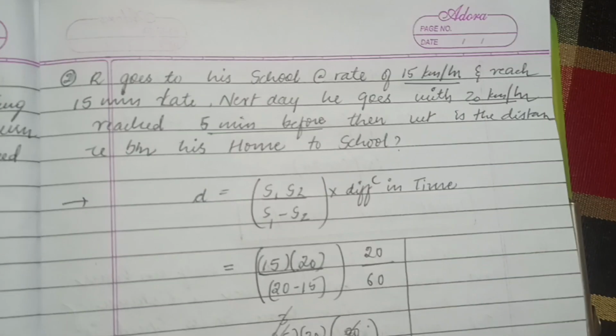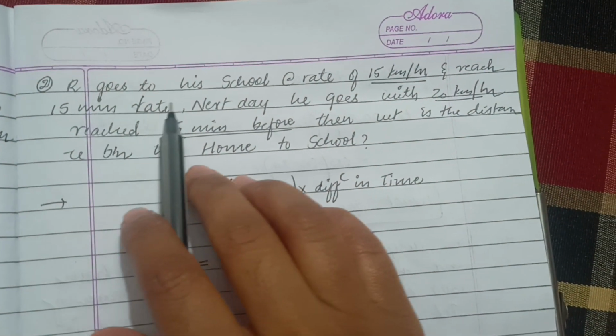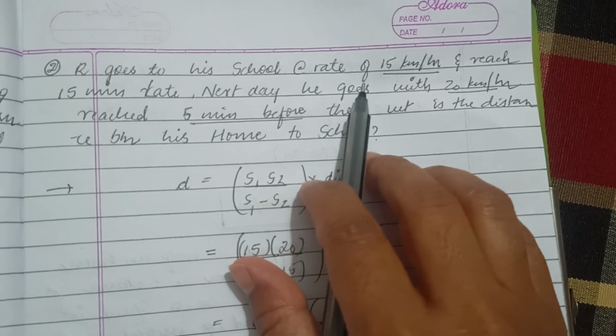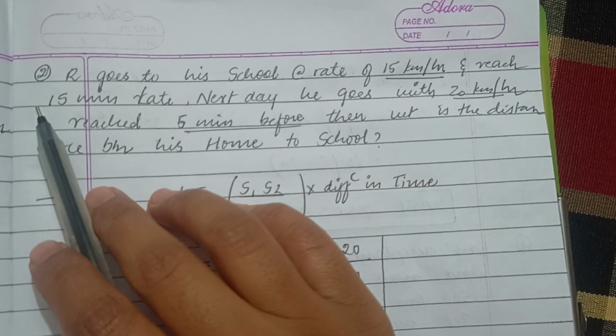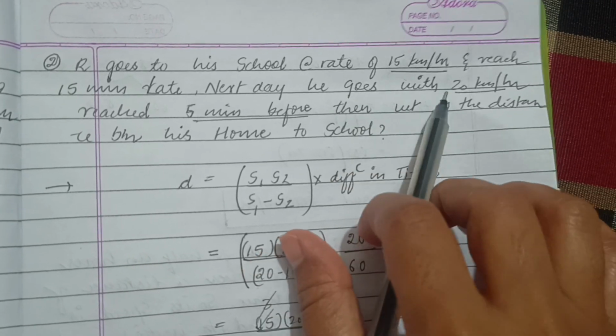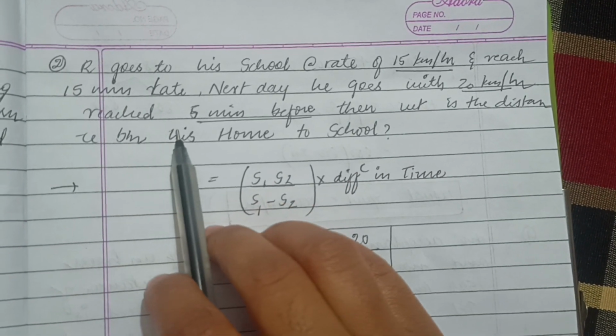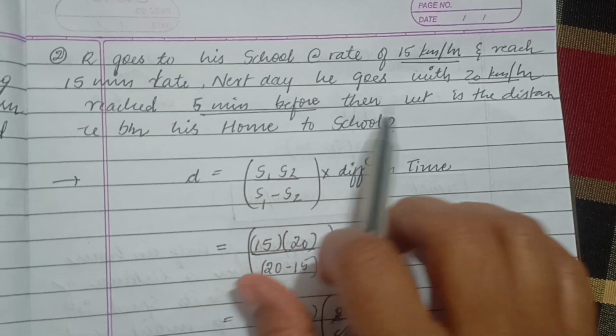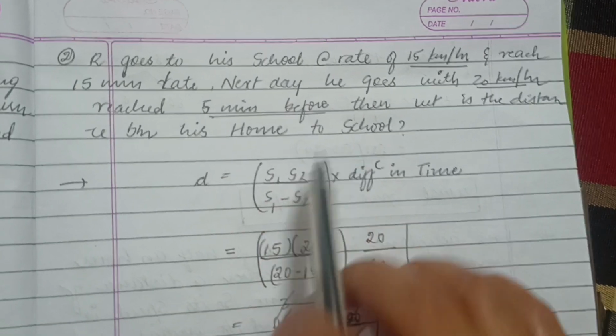So let's move to the next question. Here R goes to his school at a rate of 15 km per hour and reaches 15 minutes late. Next day he goes at 20 km per hour and reaches 5 minutes before. Then what is the distance between his home and school?